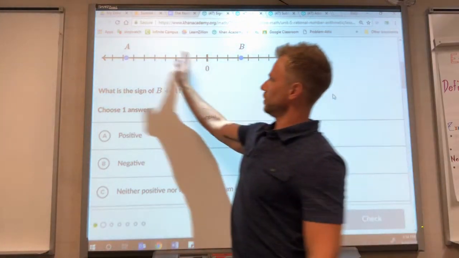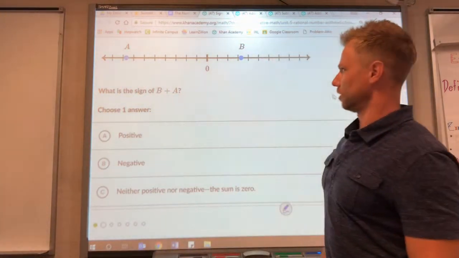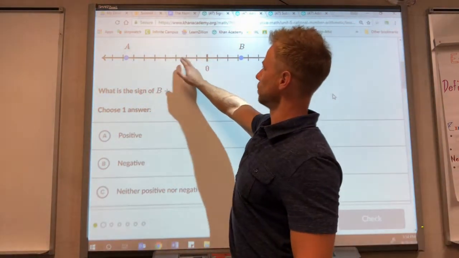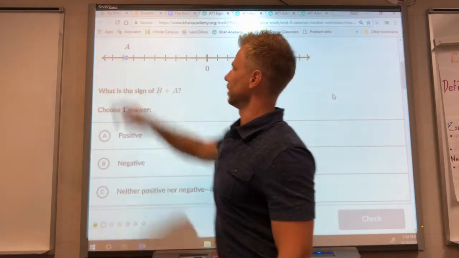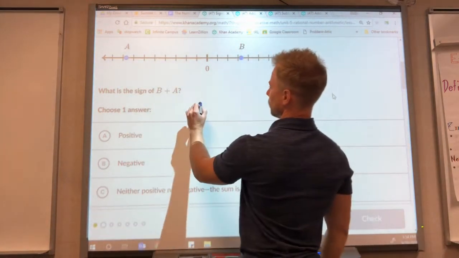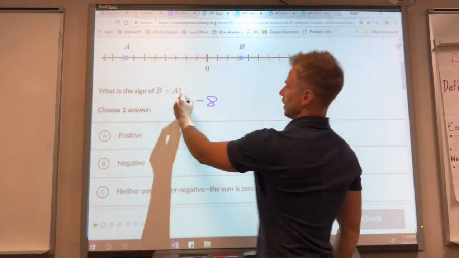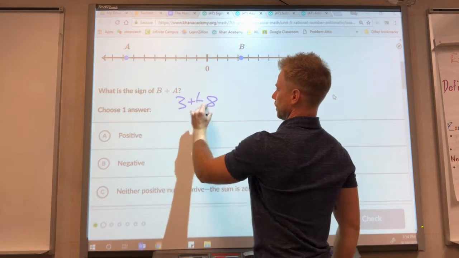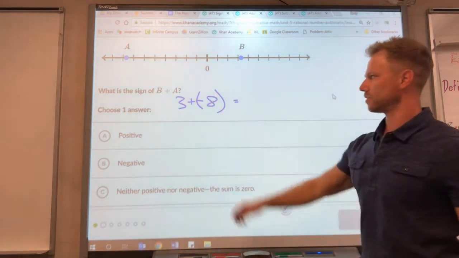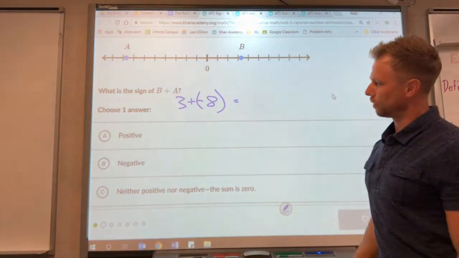Okay, in this problem, we can see that A is negative because it is to the left of 0, and it looks like 1, 2, 3, 4, 5, 6, 7. It's about -8, so we can just estimate and say it's -8, and B looks like it's about +3. Okay, so we make sure we have our plus in the middle, put the -8 in parentheses.